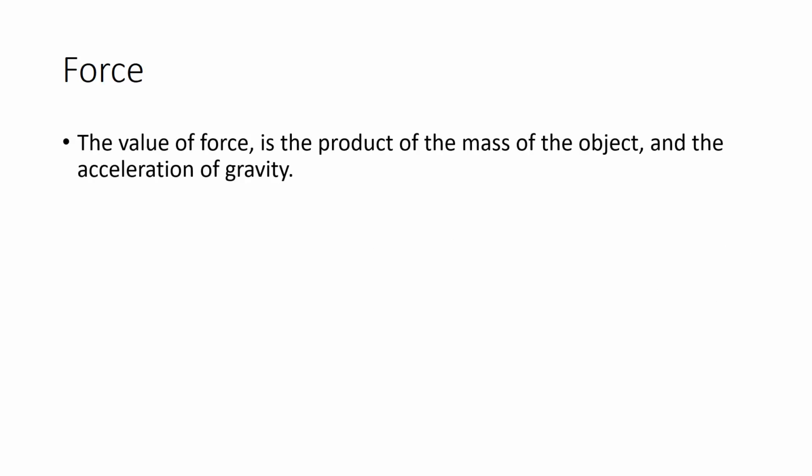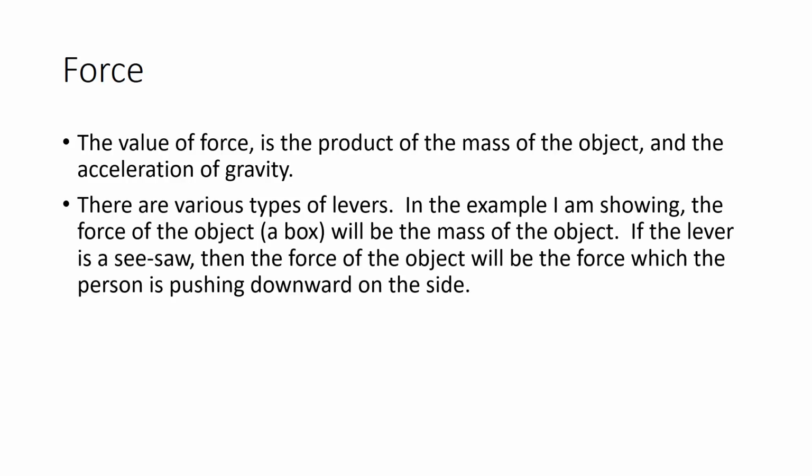So the value of force is the product of the mass of the object and the acceleration of gravity. There are various types of levers, and in the example I will be showing, the force of the object, which is a box, will be the mass of the object. If the lever is a seesaw, then the force of the object will be the force with which the person is pushing downward on the side. On Earth, the acceleration of gravity is 9.8 meters per second per second.